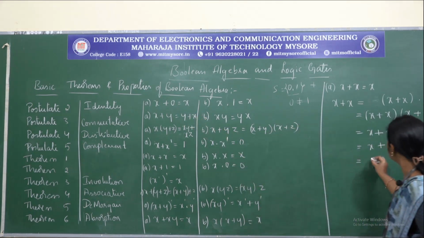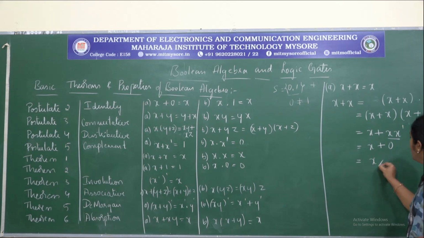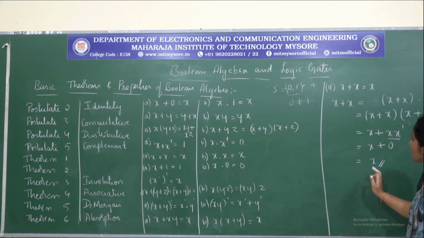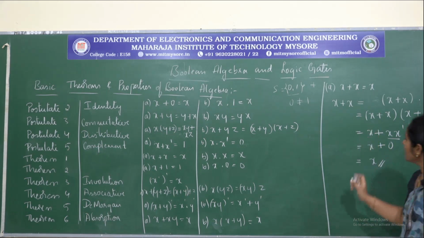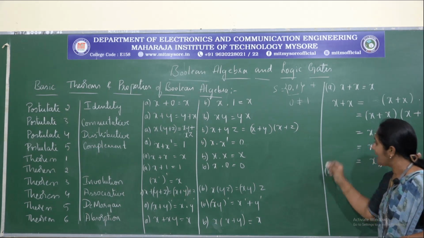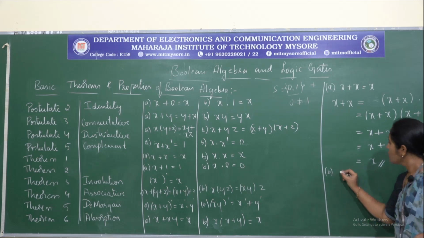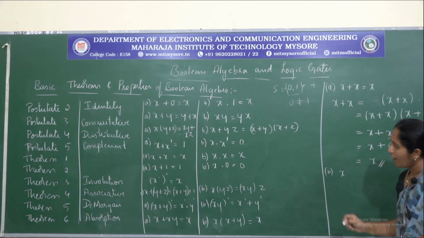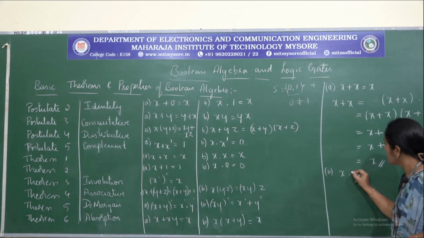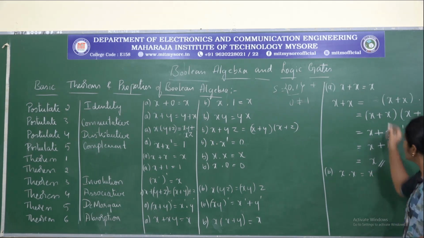So with the aid of the postulates, we can prove that x plus x is equal to x. This is for theorem 1. If you consider part B of theorem 1, we have x into x is equal to x. Similar to this, we can prove it.